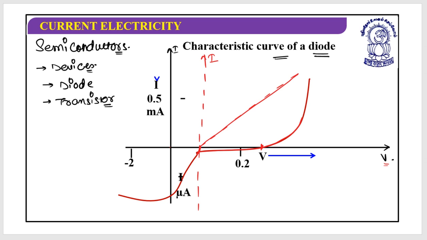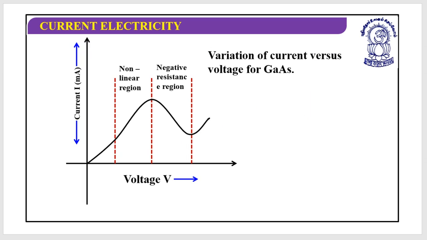One more situation is the reverse, where we call the diode reverse biased. Yes, in this situation current is changing like this, which cannot be explained by Ohm's law. So this is one of the devices where Ohm's law is not satisfied. Let's look at one more.